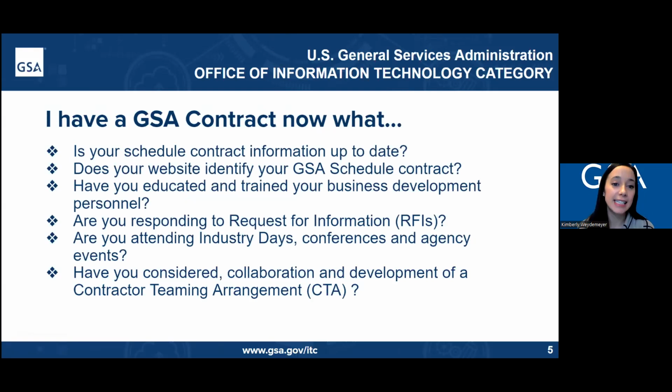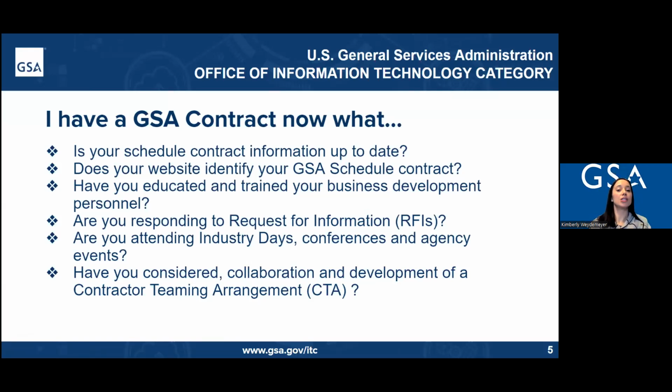Now that you have a GSA scheduled contract, it's important to make sure your scheduled contract information is current. This includes the information presented on GSA Advantage, eLibrary, and your approved price list. You will want to update your company website and business marketing materials to indicate your company holds a scheduled contract. You should consider a direct link to your GSA eLibrary page and use the GSA star mark logo as appropriate. You may ask yourself, have I educated and trained my business development personnel? We want you to succeed as a scheduled contract holder.